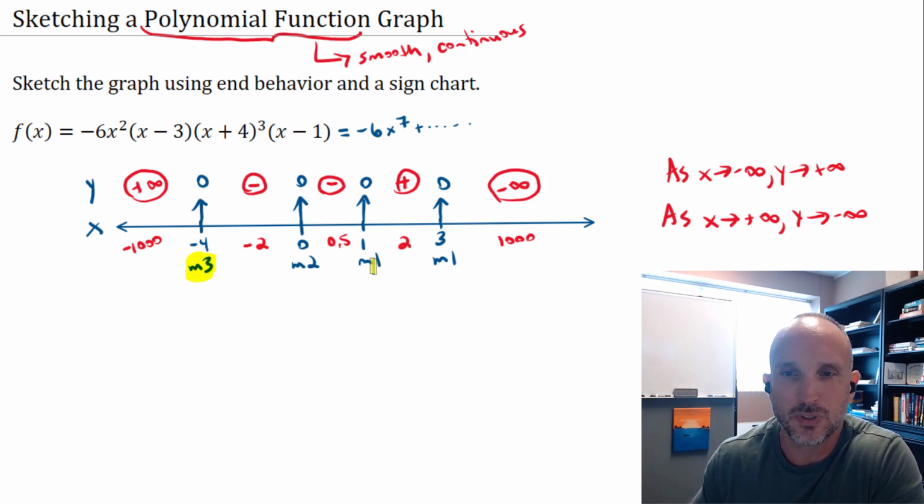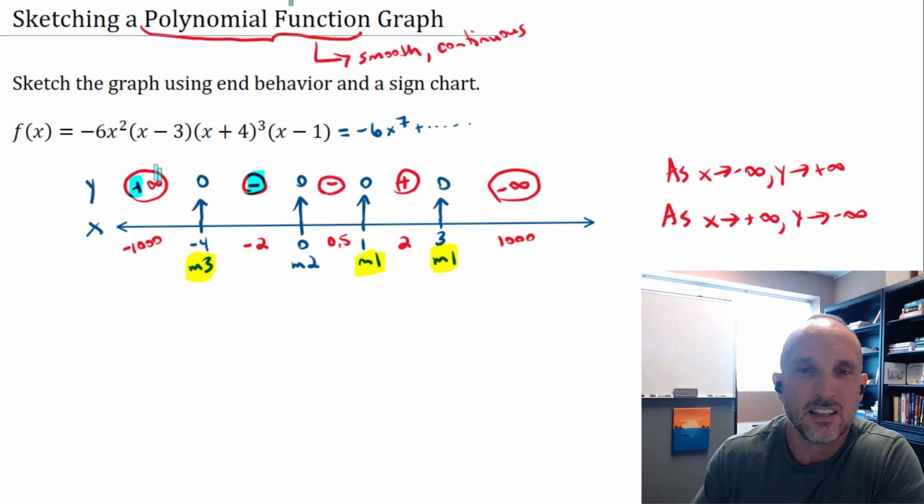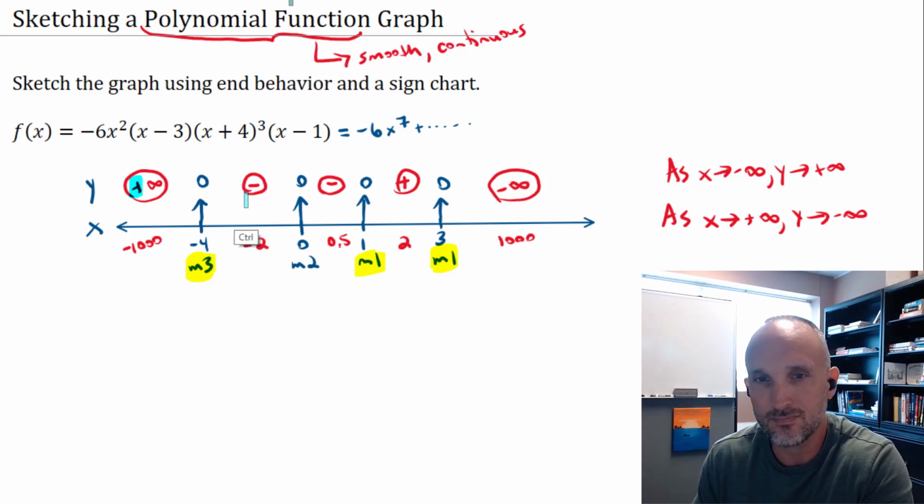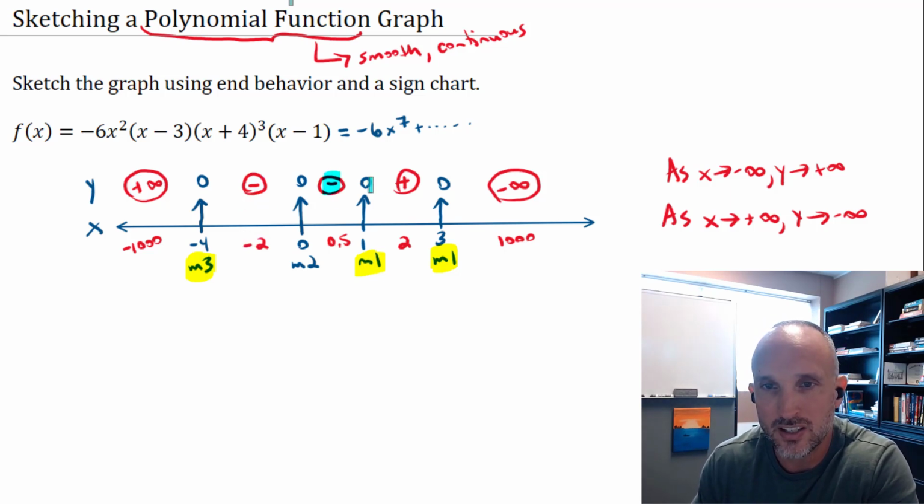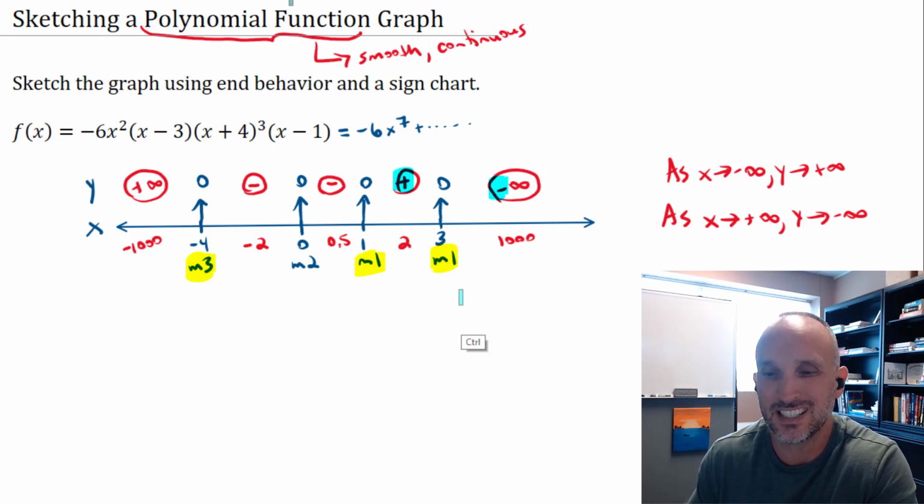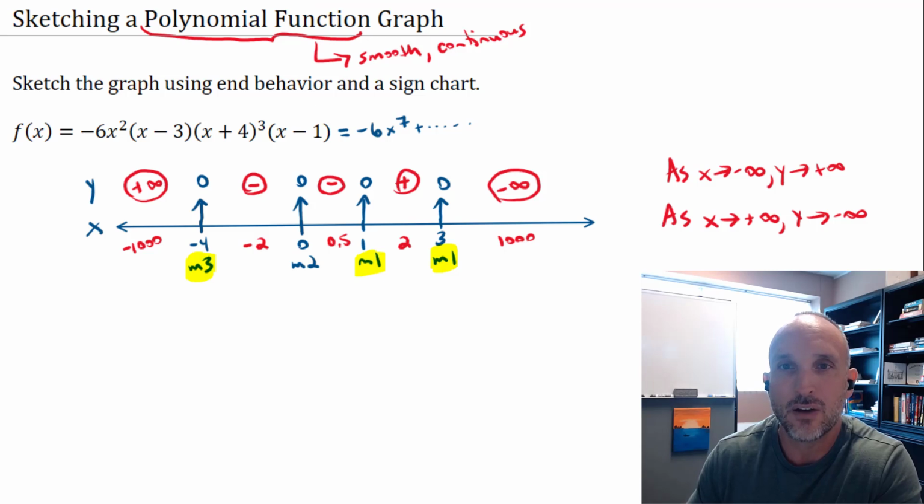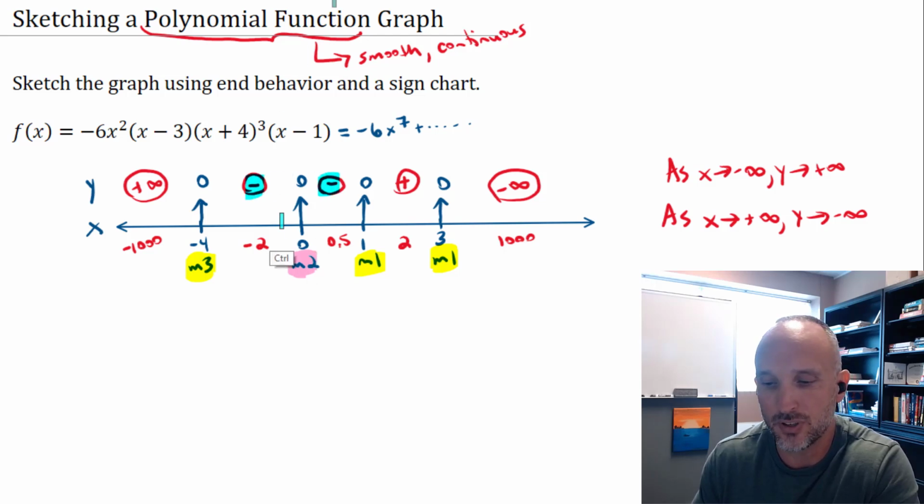When you have an odd multiplicity like 3 or 1, what happens is the signs on each side, the outputs on each side, should have opposite signs. So since this is an odd multiplicity, and we had a positive output on the left, that means we have to have a negative output on the other side. And you can see here, multiplicity 1, the signs of the outputs are opposites on each side of that. And finally, at 3, we had a multiplicity of 1, and the signs of the outputs are opposite again. Now, if you have an even multiplicity, like 0 has a multiplicity of 2, then the signs on each side are the same. In this case, they're both negative.